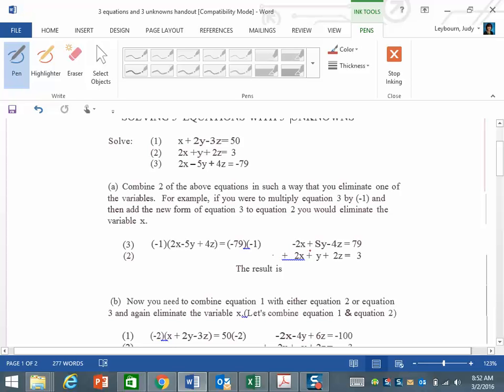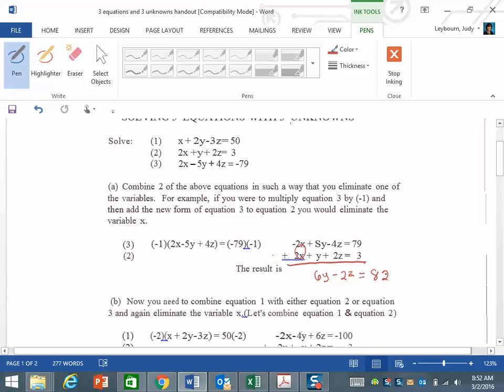I took a document and scanned it and then changed the PDF to a Word, and so it changed some of my lettering and I just didn't catch that, so that S is to be a 5. Equation 2 I left as is. So now when I add the two equations, the x terms go to 0 and I have 5 plus 1y, and that's 6y, minus 2z is equal to 82.